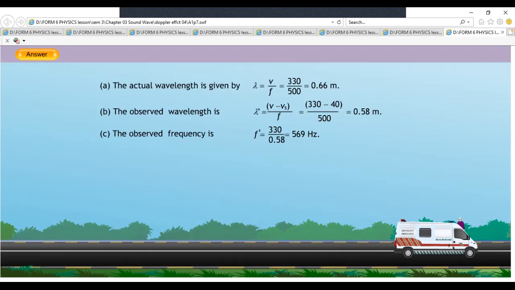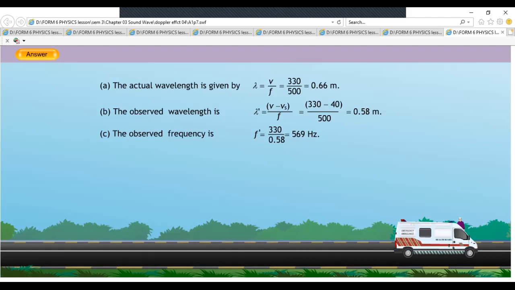By using V equal to F lambda, the speed of the sound is constant. So now the wavelength observed, when the ambulance approaches the observer, becomes 0.58 meter, that means we find that the observed frequency is 569 Hertz. The original sound wave is 500 Hertz. The observed frequency by the observer is equal to 569 Hertz.